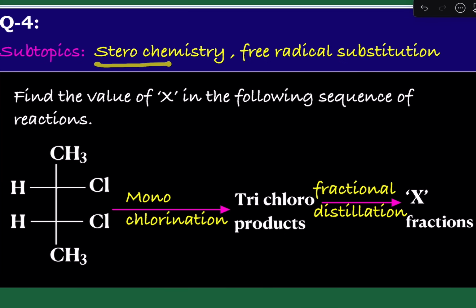Alkanes. It is based on stereochemistry and free radical substitution reactions. So initially 2,3-dichlorobutane is given, a meso compound. It is optically inactive. You can see there is a plane of symmetry, internal compensation. It is subjected to monochlorination that gives trichloro products, and the mixture of trichloro products is subjected to fractional distillation. You will get x number of fractions, and he is asking what is the value of x.